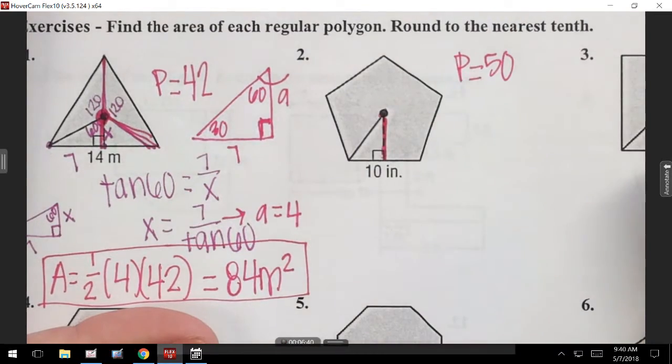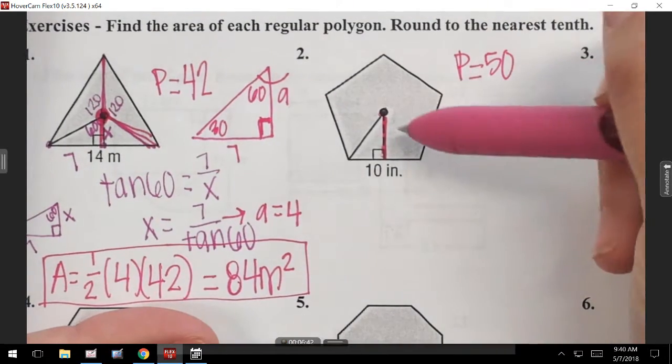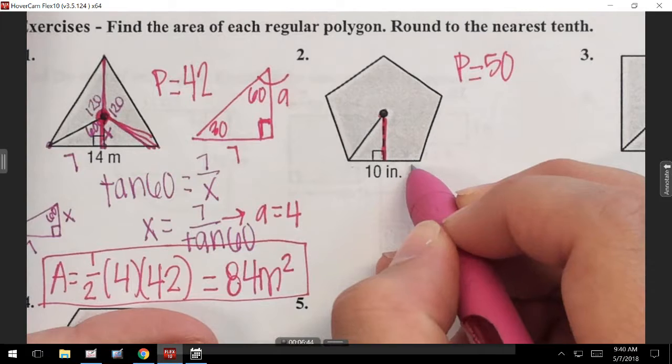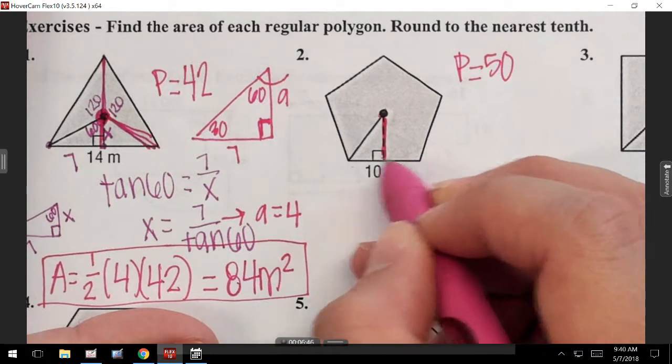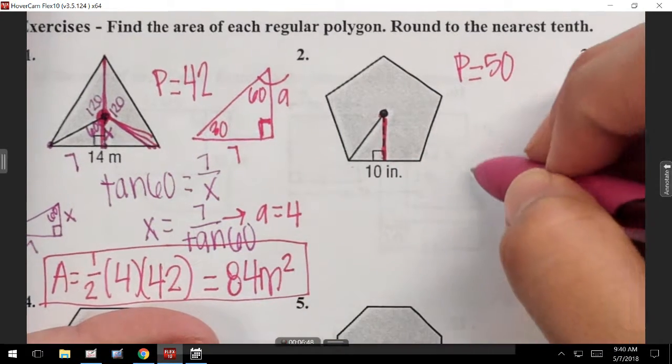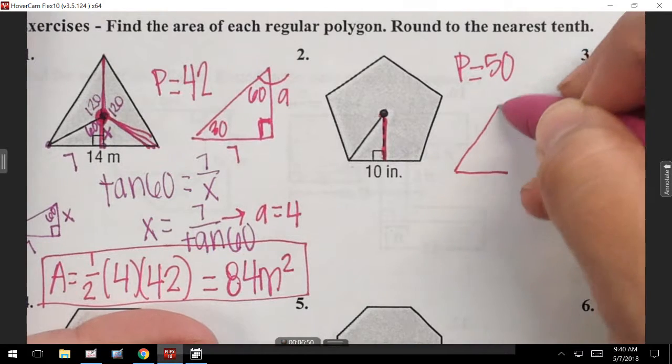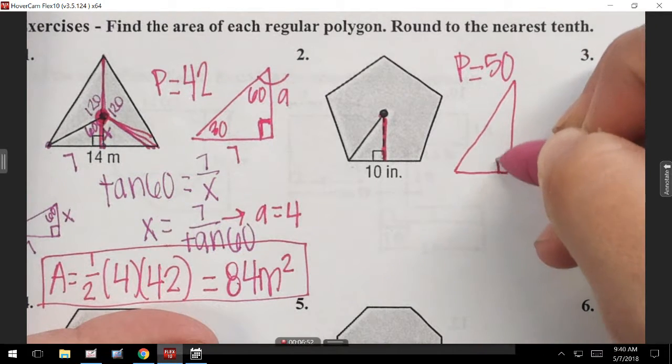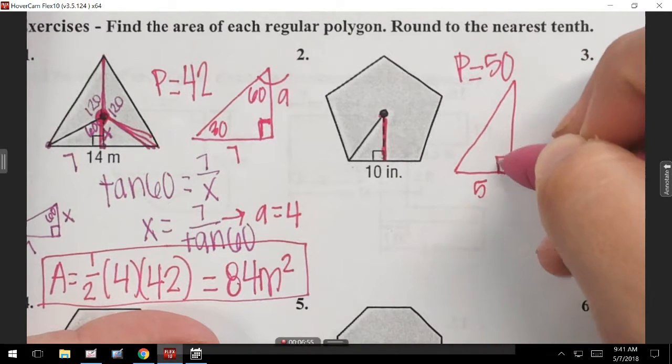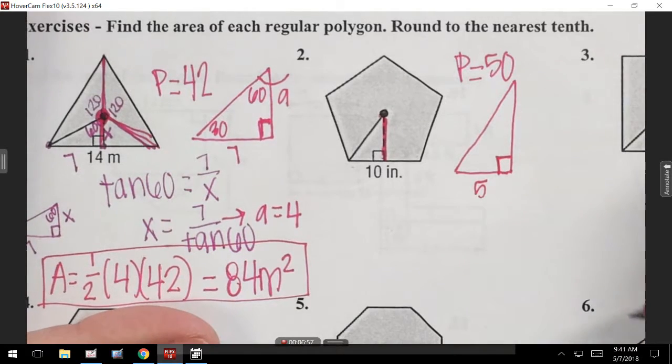This is your apothem. That's what we need to find. I need to figure out, first of all, if this whole thing is 10, then this piece is 5, and this is 5. Okay, so I'm going to enlarge that piece. You don't have to do this. It's just a thing I like to do.